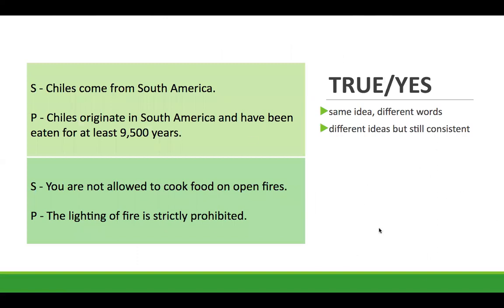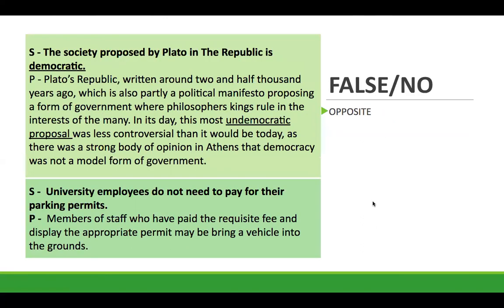Okay, so here is our example. Chiles come from South America. Chiles originate in South America and have been eaten for at least 9,500 years. So they have the same idea, although they have different words, but still consistent. Another one: you're not allowed to cook food on open fires. The lighting of fire is strictly prohibited. Oh, they are just the same.